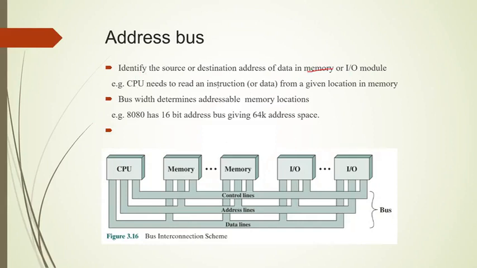Example: the CPU needs to read instructions or data from a given location in memory. So it should know the address where the data is available. Bus width determines the addressable memory locations. That means bus width depends on the addressable memory locations. What does addressable memory location mean? So we will learn that the 8080 has a 16-bit address bus.